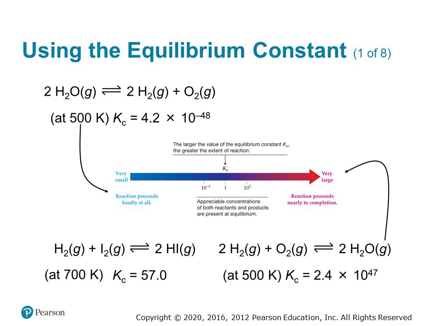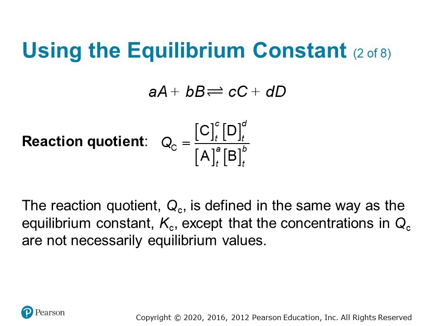Conversely, small values for the equilibrium constant, defined to be below 10 to the minus third or 0.001, correspond to low product concentrations and high reactant concentrations at equilibrium. This implies a reactant-favored reaction. Equilibrium constant values can also be used to determine whether a reaction will proceed in the forward or reverse direction for any given set of initial reactant and product concentrations.